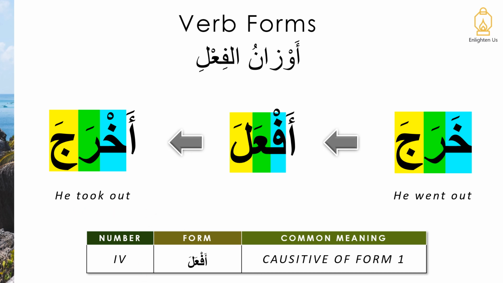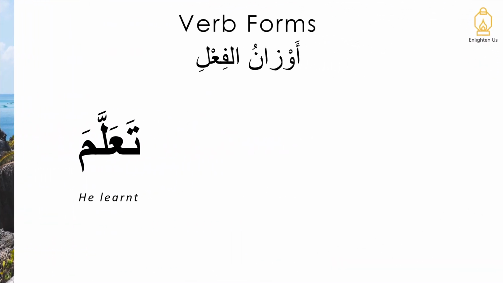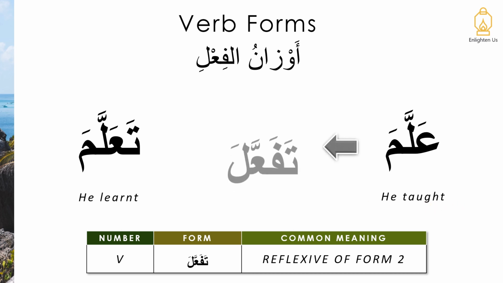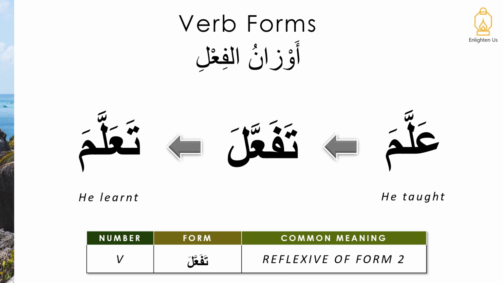Let's have a look at form 5. تعلم. Well, what if we want to say he learned? Remember, we saw he knew, we saw he taught, but what about he learned? Well, this is where form 5 is useful, because this acts on form 2. So if we remind ourselves of the form 2 verb, that was allama, with the meaning of he taught. We use tafa'ala as our template to end up with ta'allama.